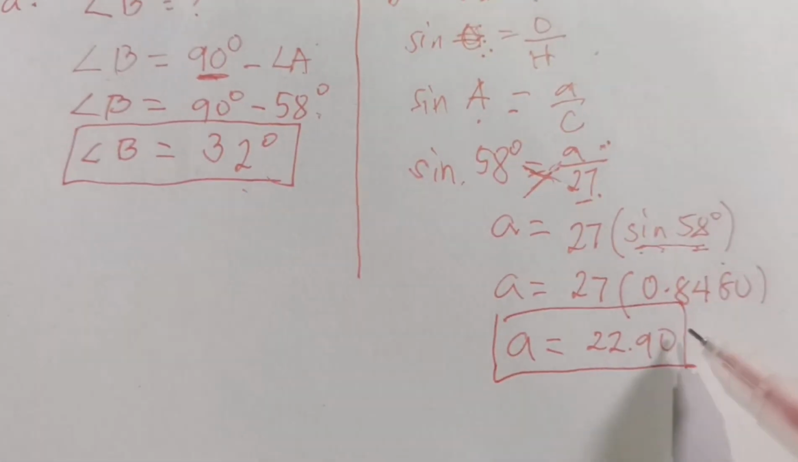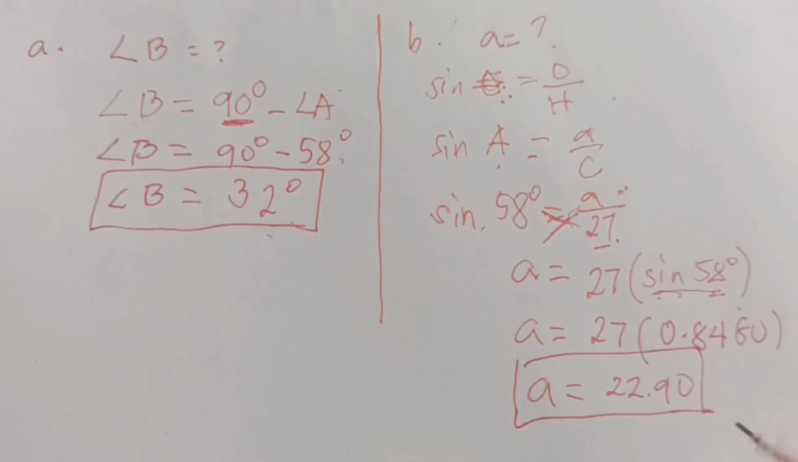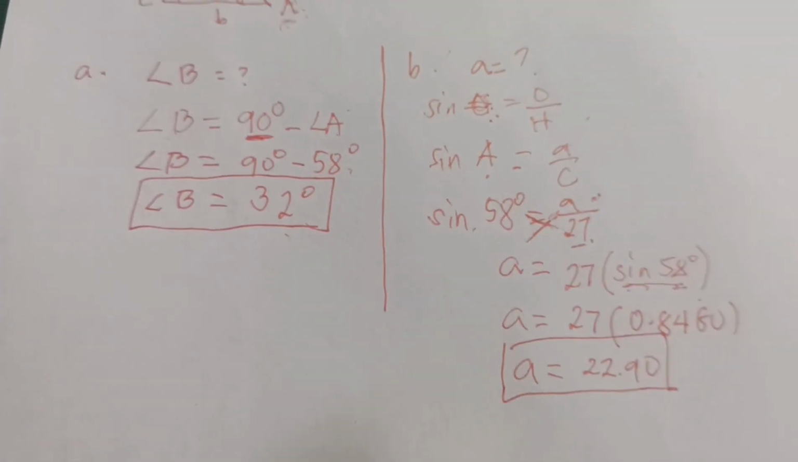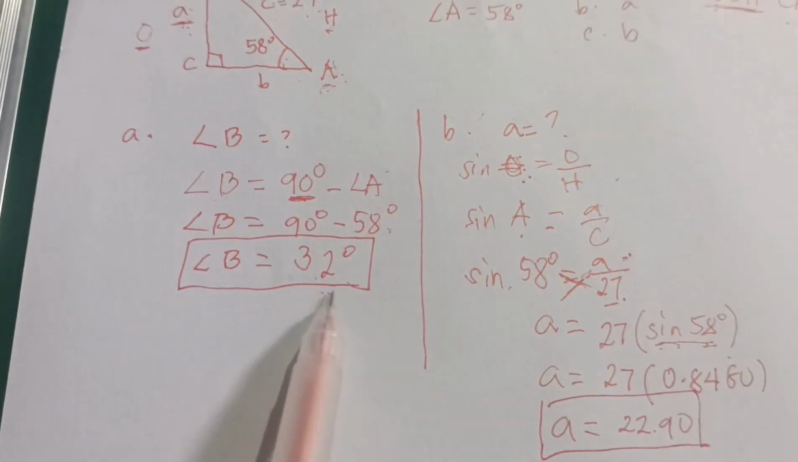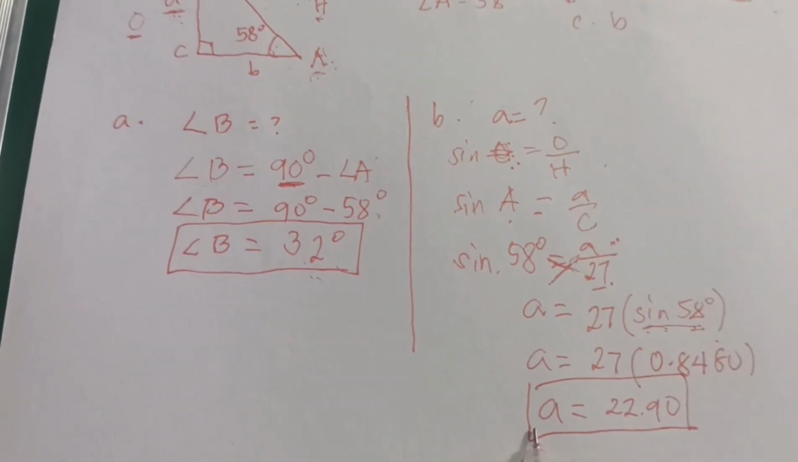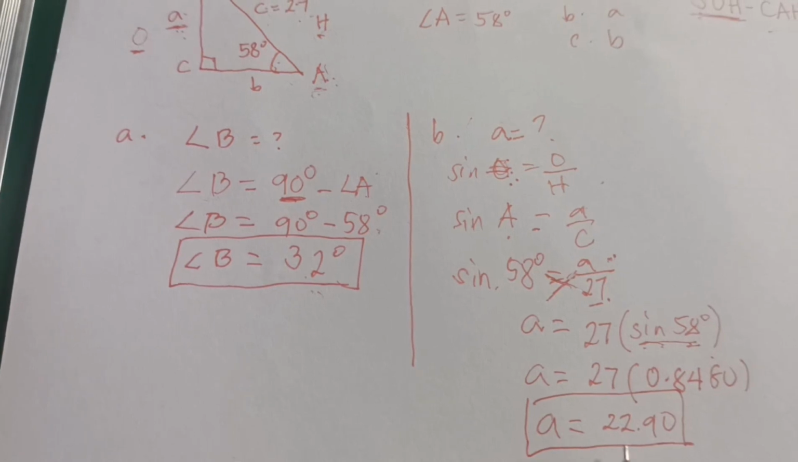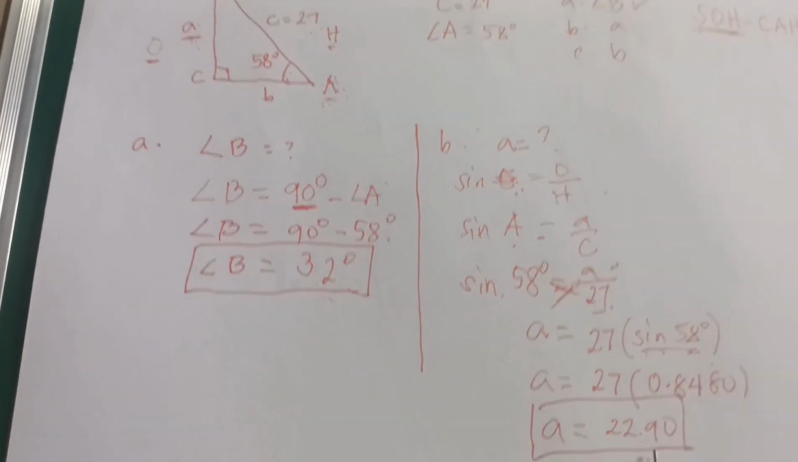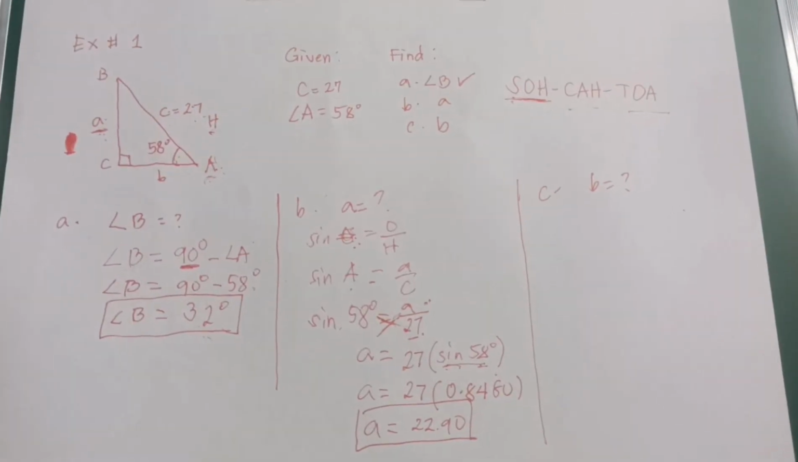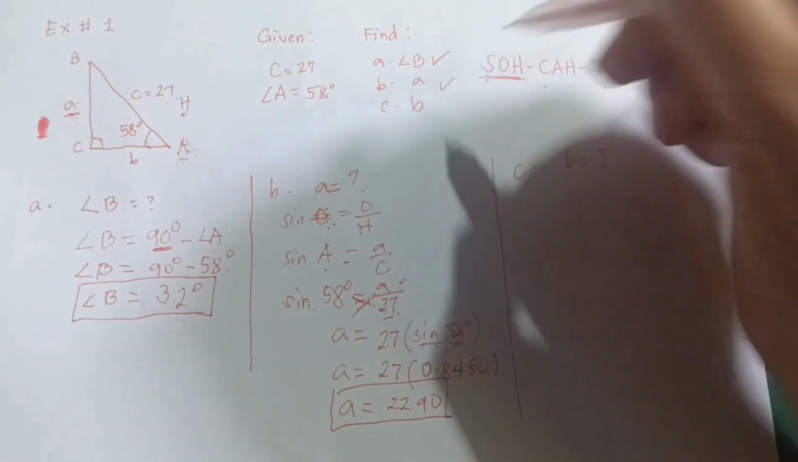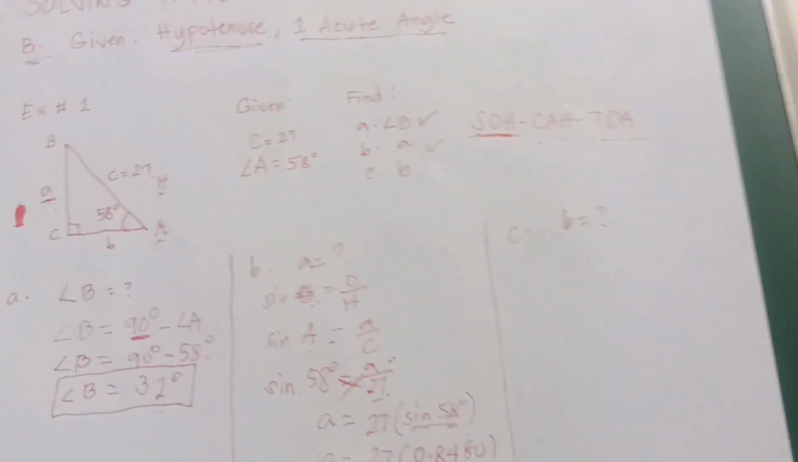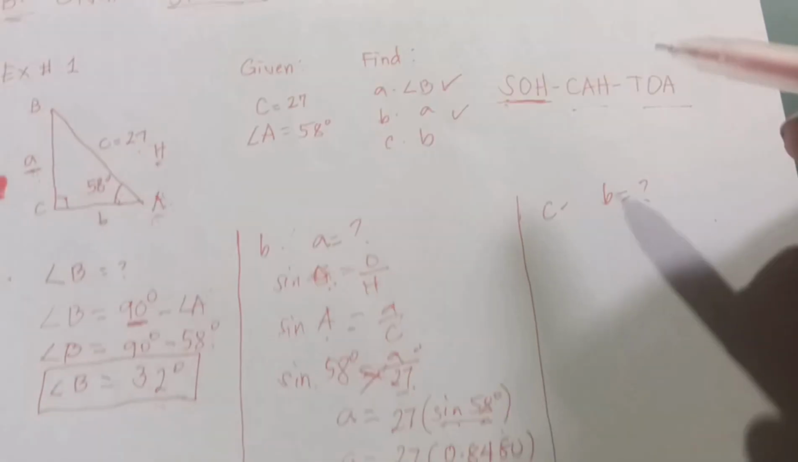Again, do not put a degree here because this is not our angle. We already found the missing angle, and this is our side, so we do not write a degree. So our answer for A is 22.90. We are already done with side A. Now it's time for us to find side B.